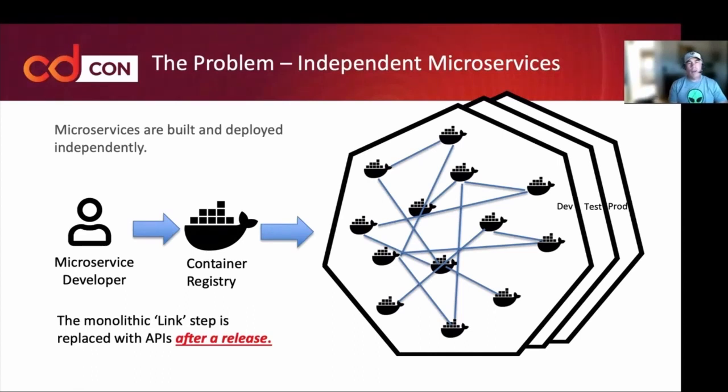So in the microservices realm, we are doing a loosely coupled type of architecture where we are actually linking at runtime. In the monolith, we're doing the link and resolving all of our dependencies at build time. Here with microservices, we're resolving that link step at runtime, so this is after the release has been completed. In the monolith, we resolve it before a release is done.